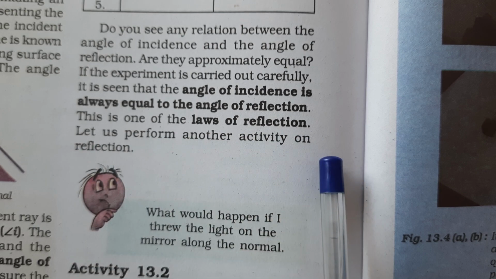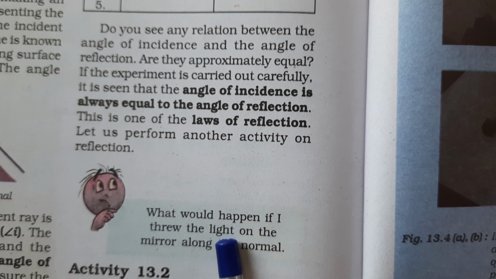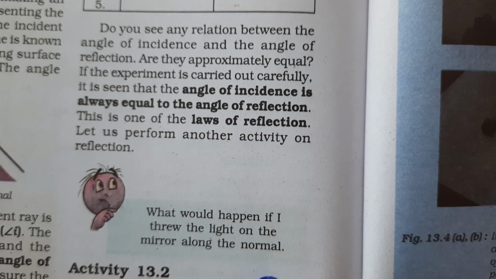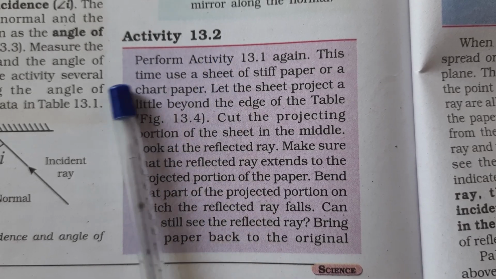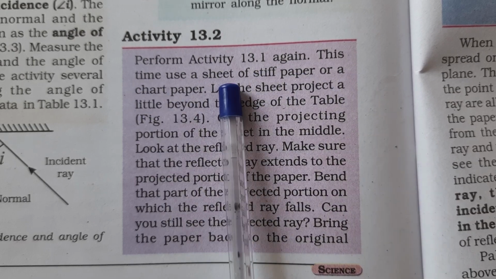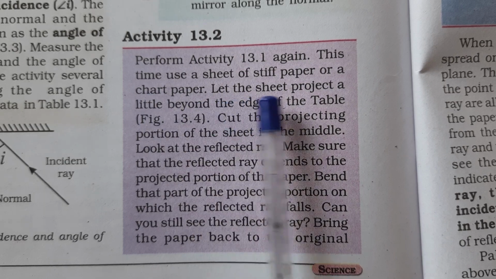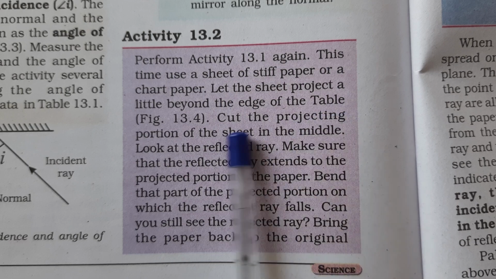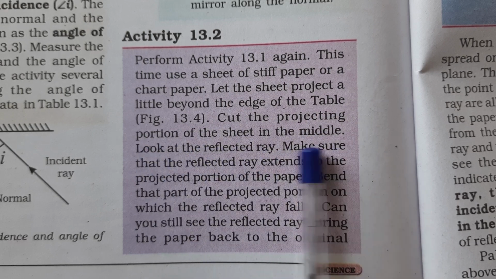Let us perform another activity on reflection. What would happen if I threw the light on the mirror along the normal? Activity 13.2. Perform activity 13.1 again. This time use a sheet of stiff paper or a chart paper. Let the sheet project a little beyond the edge of the table. Cut the projecting portion of the sheet in the middle.